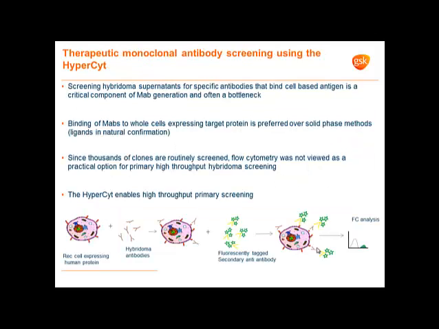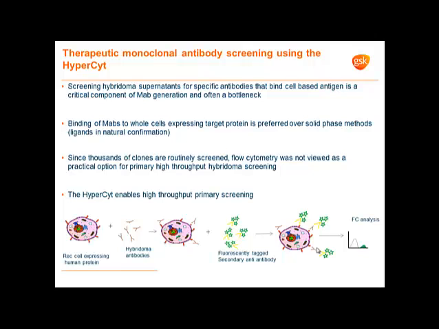Another area where the HyperCyt is being used is for monoclonal antibody screening. Now, screening of hybridoma supernatants for specific antibodies that bind cell-based antigen is a critical component of monoclonal antibody generation and is often a bottleneck. And it's preferable to look at binding of the protein to cells expressing the protein, because these proteins are in their native state, and this tends to be preferred over normal solid phase methods.